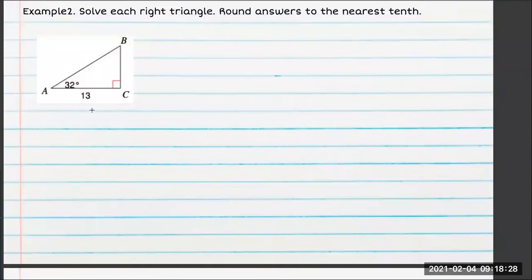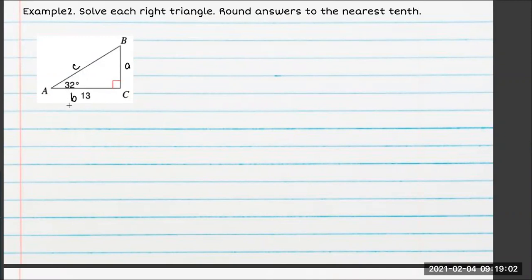Okay, so we are given this right triangle here. Let's identify the sides. This is angle A, so the side opposite would be side A, okay? This is angle B, so the side opposite would be side B. And of course, this would be your side C. Okay, in the previous example, you are given 2 sides, right? In this example, you are given a side and an angle.